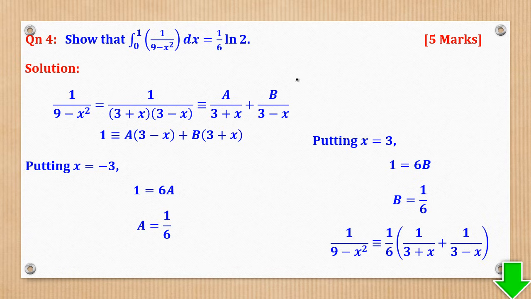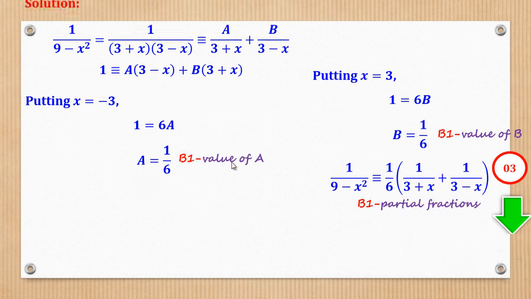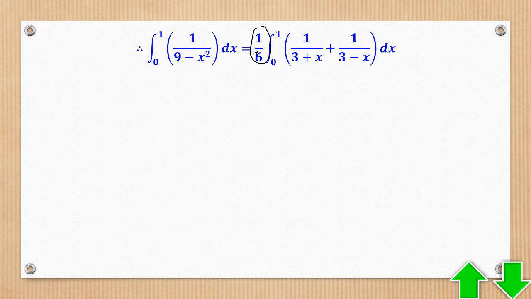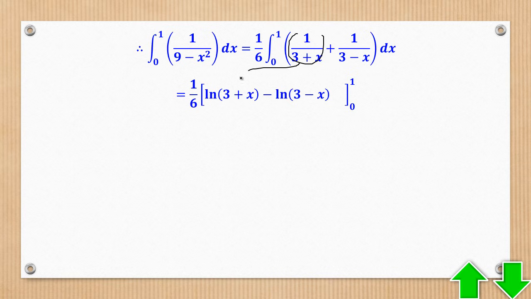And in the end, I can now quote the resulting partial fractions. After that, I can easily integrate. So the integral of that will be the same as the integral of 1 over 6. I think you remember that 1 over 6. Integrating this gives me natural log of 3 plus x. Integrating this will give me negative, because of this minus, negative ln of 3 minus x.